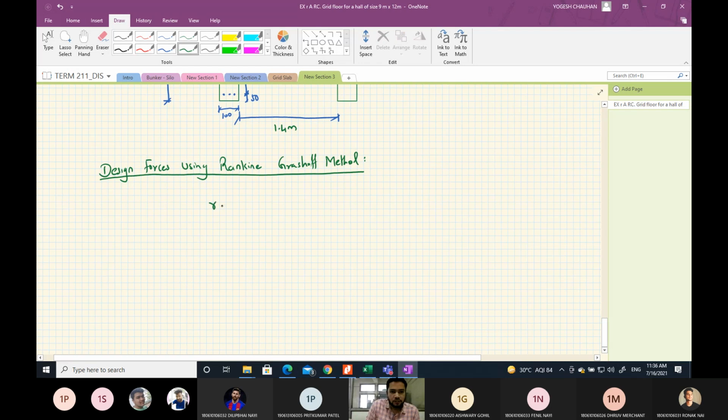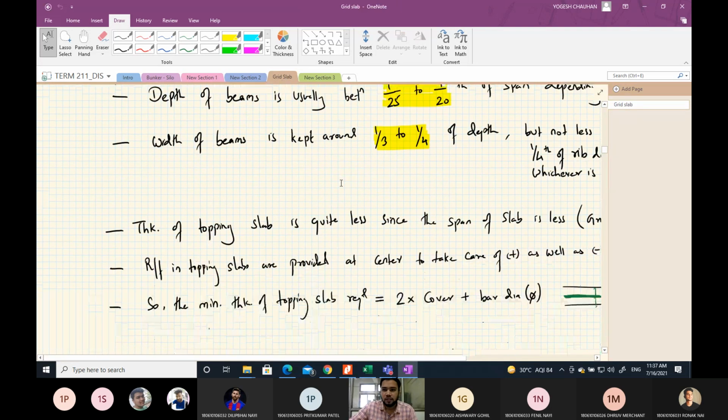So in the present case, r, which is the ratio of Ly by Lx, is equal to Ly is 12 meter and Lx is 9 meter. So this ratio is 4 by 3, that is 1.33. So now we'll use the Rankine-Grashof formula we have studied in the theoretical class.